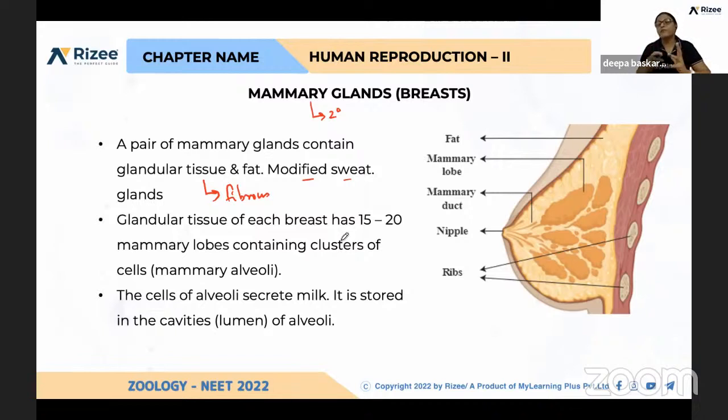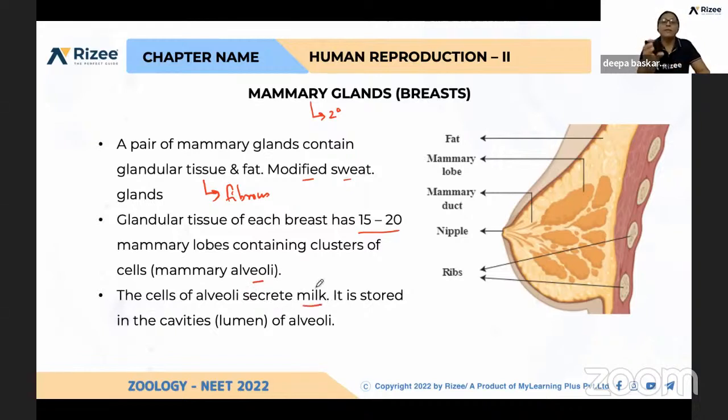They are made up of fat tissue, that is adipose tissue, glandular tissue which secretes milk, and fibrous tissue. So totally, each breast has 15 to 20 mammary lobes. Each of the 15 to 20 mammary lobes has many alveoli, mammary alveoli, which consist of many alveolar cells which secrete milk.